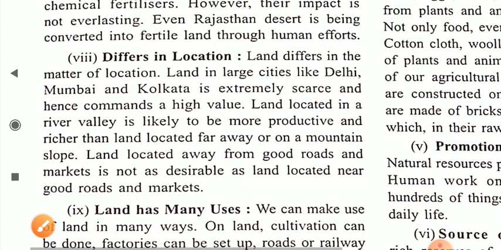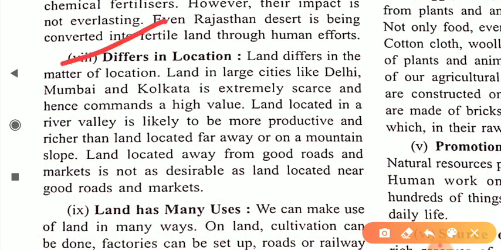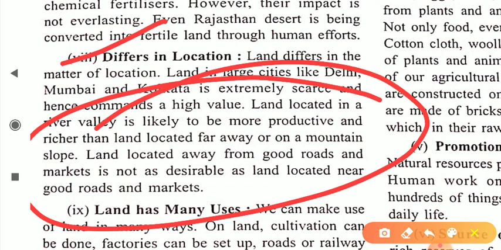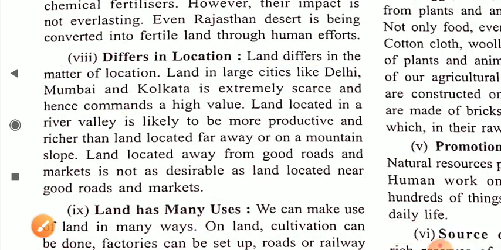Next is difference in location. Land differs in the matter of location. Land in large cities like Delhi, Mumbai, and Calcutta is extremely scarce and hence commands a high value. Land located in a river valley is likely to be more productive and richer than land located far away or on a mountain slope. So these are the differences of location. According to the location, the characteristics of land may change.